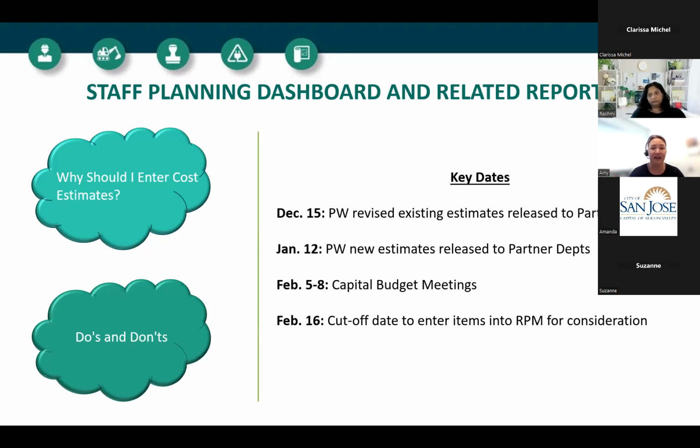I just wanted to put some key dates out here for you. We want to try to have most of the existing estimates done by December 15th. We want to have most of the new estimates done by January 12th. This is in preparation for the budget meetings that should be happening around the February 5 to 8 timeframe. February 16th is going to be my cutoff date for staff to have everything entered into the system. That's when I run the last reports, have the last meetings, and we run with the numbers that we have.